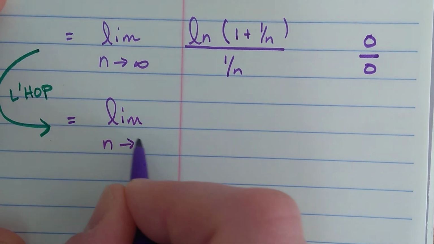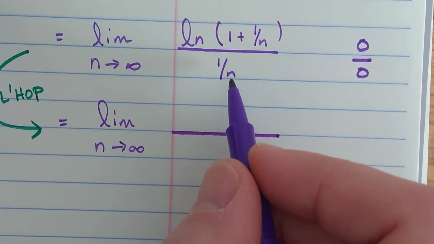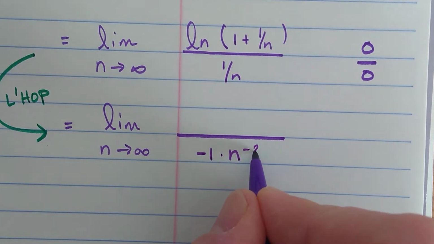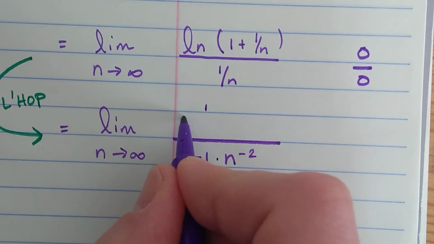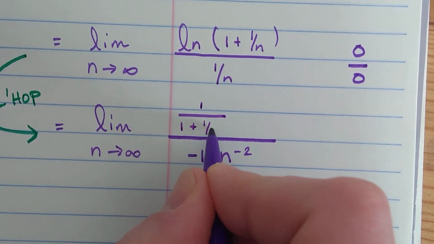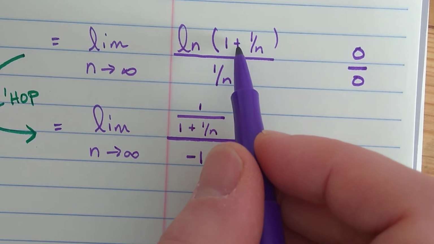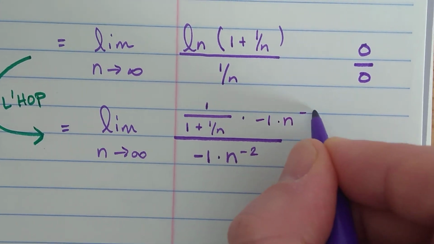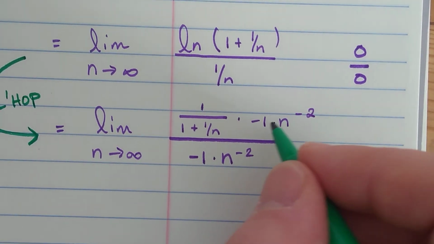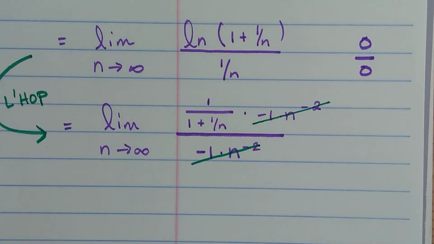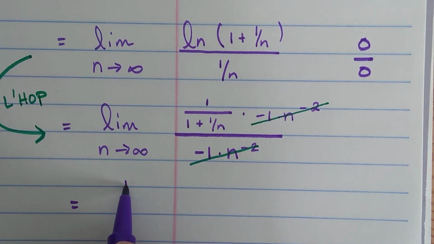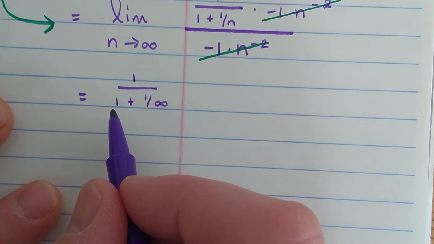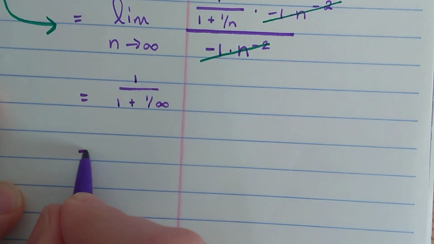So the limit as n goes to infinity is going to be equal to, in the denominator, I'm going to call this n to the negative 1, which makes the derivative negative 1 times n to the negative 2. In the numerator, I'm going to call this 1 over 1 plus 1 over n multiplied by the derivative of the inner function, which is 0 plus negative 1 times n to the negative 2. So we get another negative 1 times n to the negative 2. And then you say to yourself, I can cancel both of those, which leaves us with 1 over 1 plus 1 divided by infinity, which is equal to 1 divided by 1 plus 0, which gives us a 1.